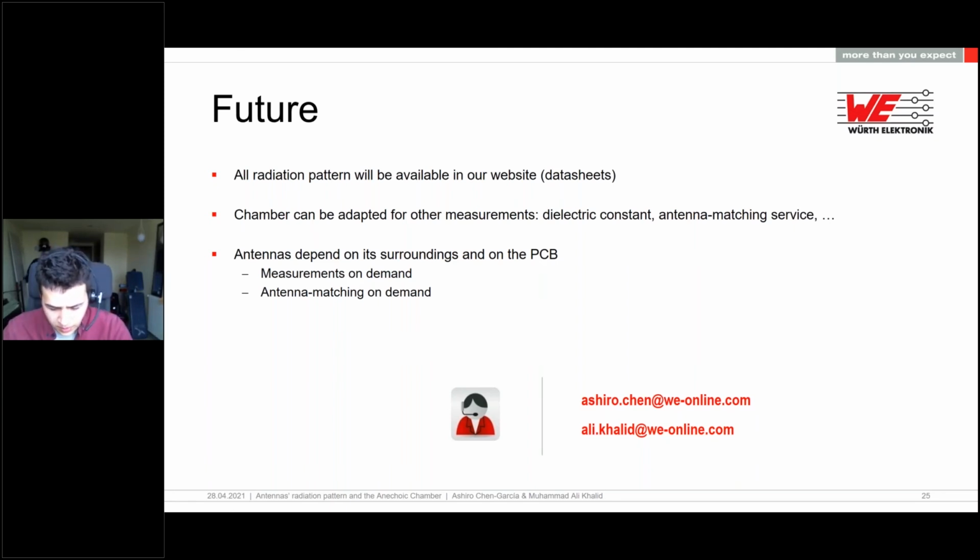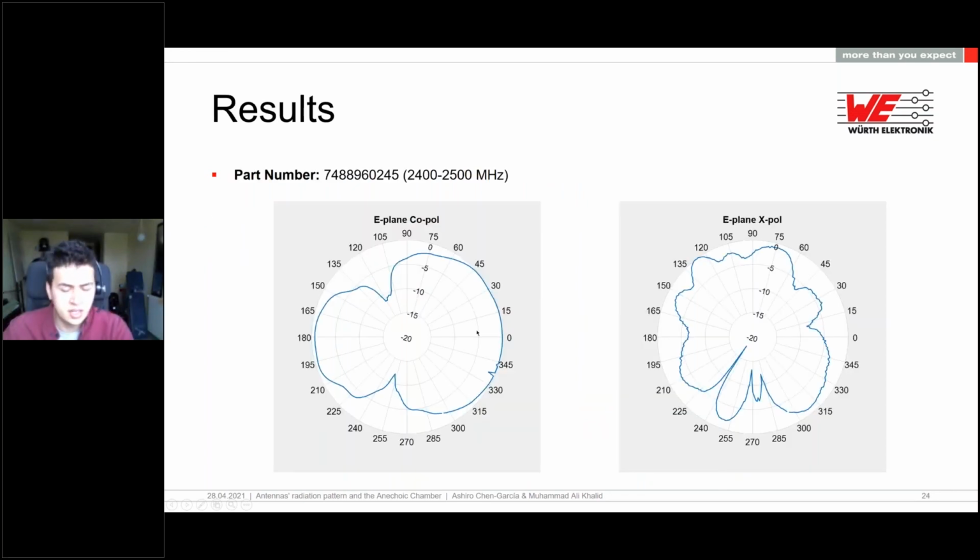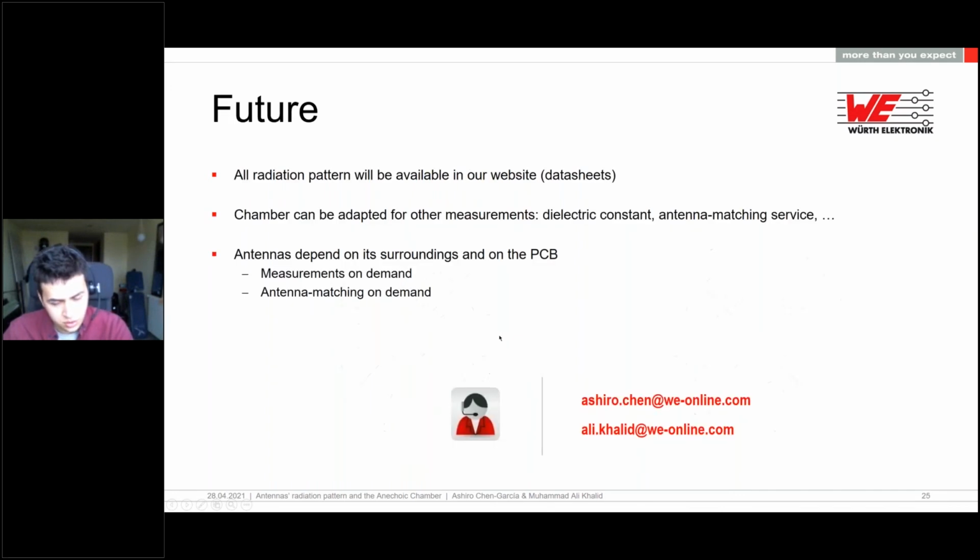And one thing to point out is that just as the operating frequency of an antenna depends on its surroundings, as we said, the radiation pattern also changes, although less, but it depends on the PCB and the fixture where it's placed. That could lead to zeros in the radiation pattern that we would see in the diagrams, and could lead to big losses for a specific channel. With channel, I mean direction.